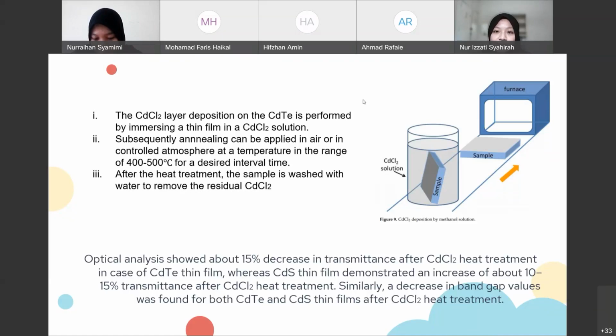As a result of this treatment, optical analysis showed about a 15% decrease in the transmittance after the cadmium chloride heat treatment in the case of the cadmium telluride thin film, whereas the cadmium sulfide thin film demonstrated an increase of about 10 to 15% in transmittance. A decrease in band gap values was found in both cadmium telluride and cadmium sulfide thin films after this cadmium chloride treatment.